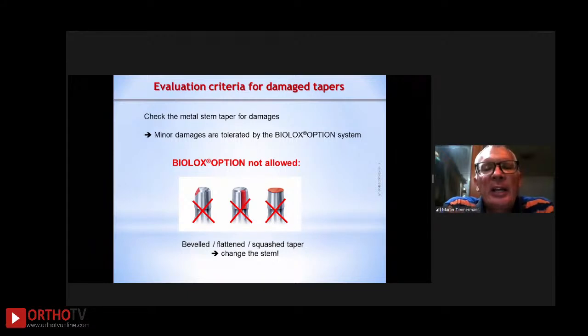There's some limitation in what situation you can use the Biolox option system. If you have some minor damage on the taper of the stem, then it's okay. If you have, for example, like shown here, a beveled, flattened, or squashed surface of the taper, then you cannot use the Biolox option system with the sleeve anymore, because this sleeve will never be fixed properly on the taper of the stem, and you have a high risk of fretting corrosion.